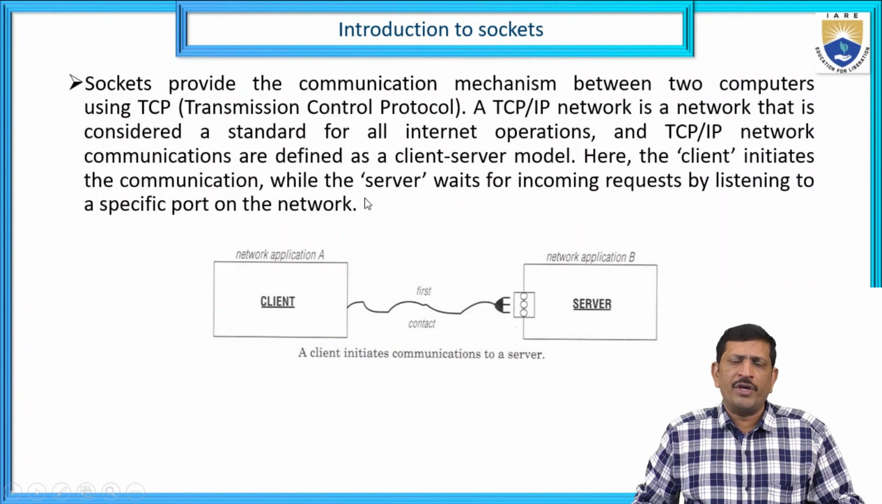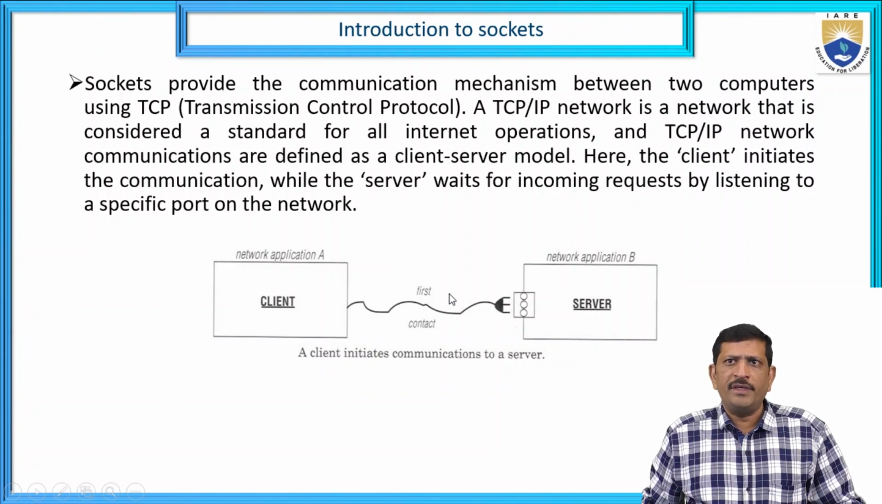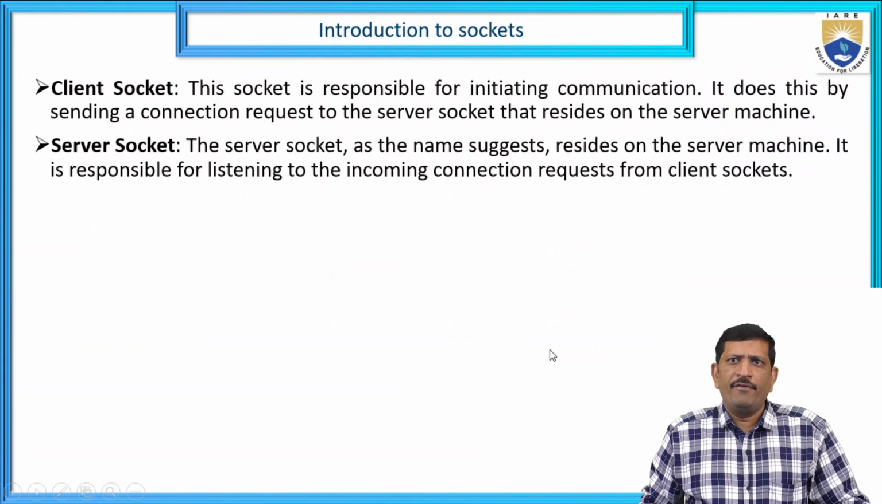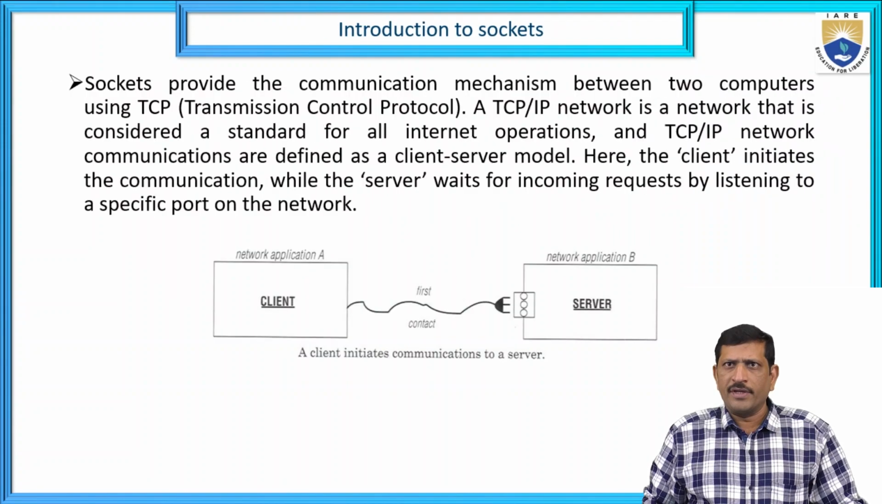In a network, the communications are defined as a client-server model. Here, the client initiates the communication first, while the server waits for incoming requests by listening to a specific port on the network. The client initiates the communication to the server, and whenever it does, the server is waiting for the client's request.